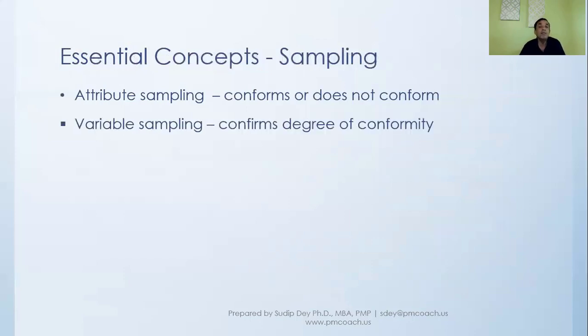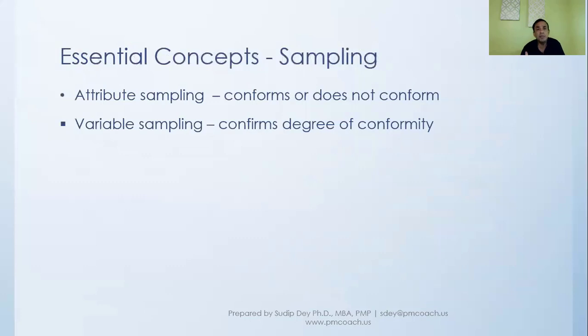Compared to that, variable sampling really talks about the degree of conformity. It conforms, but how well does it conform? When you're making a call on your phone, how well can both of you hear? It can be very noisy and not very clear, but you can still hear, or it can be crystal clear. So this is a degree of conformity, variable sampling.